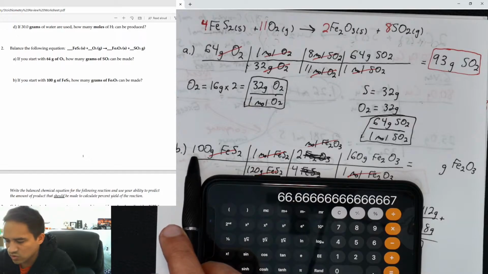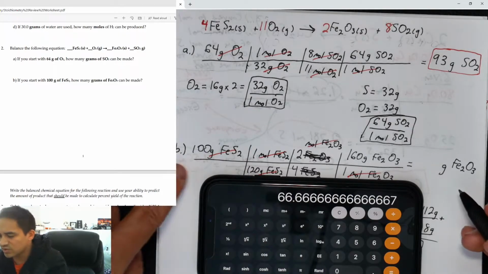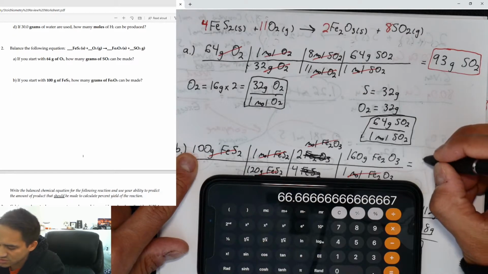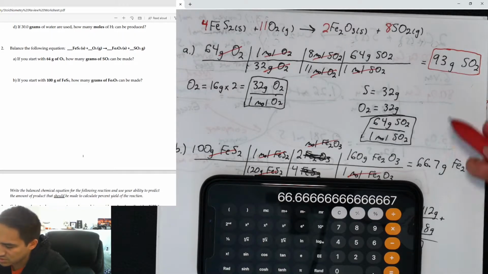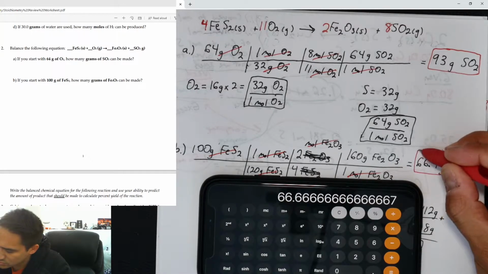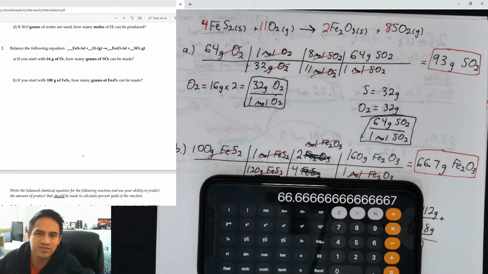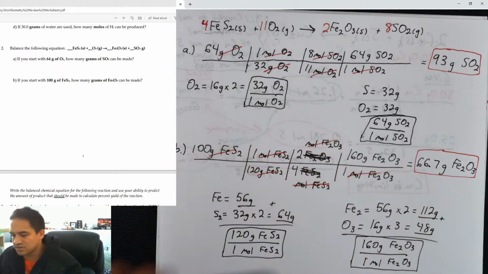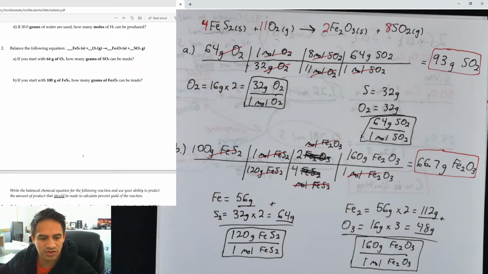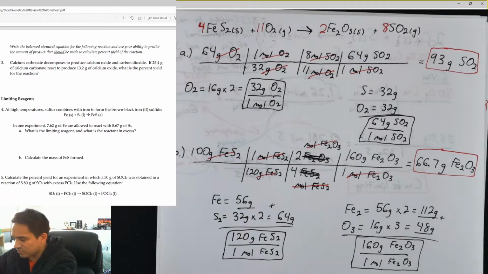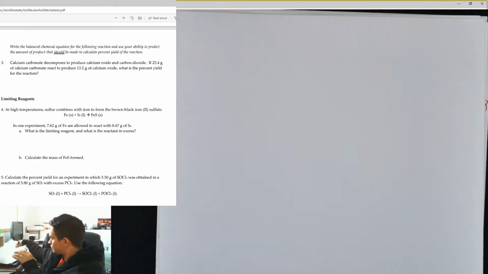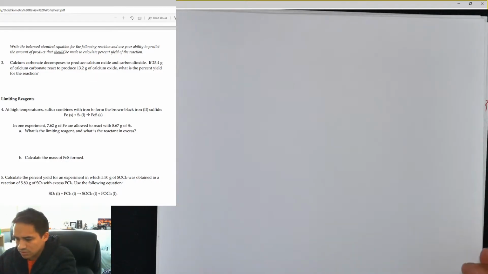Technically, this is 1 significant figure, but we're just going to count it as 3 in this case. So let's just say 66.7 grams is our proper answer. Okay, 66.7 grams. All right. So there we go. There is problem number 2, all done, A and B. Let's move on to problem number 3. Got a new piece of paper here. All right. So problem 3.